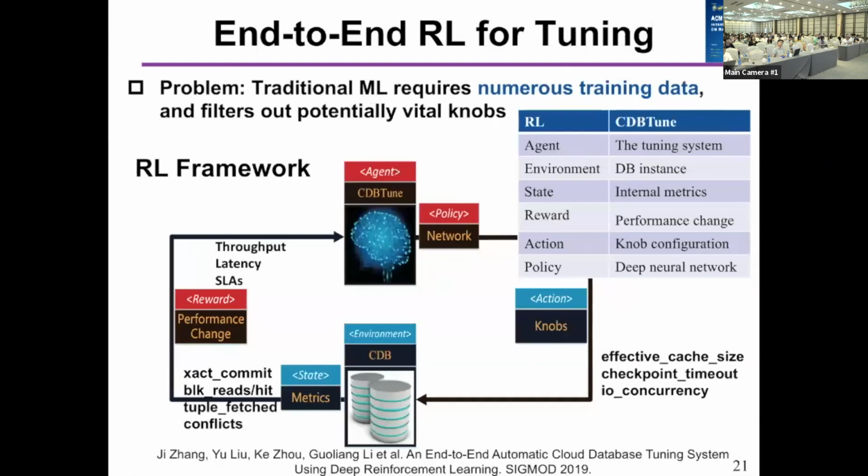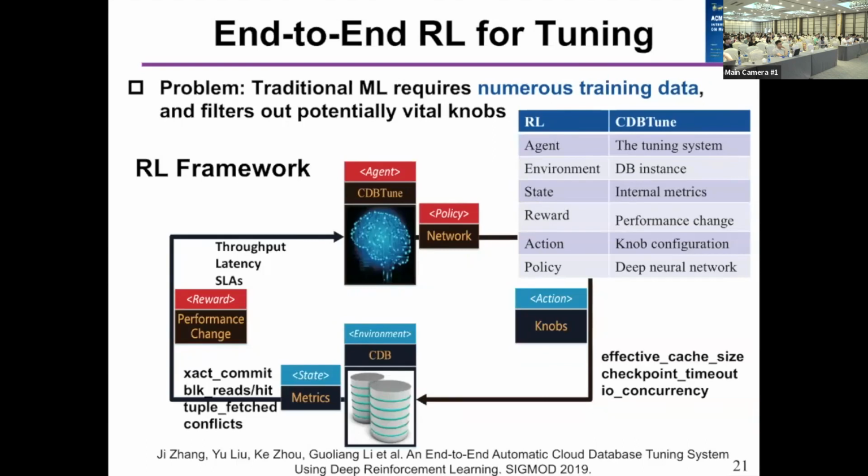When we apply the action, we run the workloads on the database, and the database will report some metrics, for example, the transaction commit number, the tuple fetch number, and some conflict number. Based on the metrics, we can capture the correlation between knobs and metrics, and we can also get the performance change after we do the action. In this way, we can capture the correlation between the knobs and the performance, and between the knobs and the metrics. In this way, we utilize the correlation to recommend new knobs.